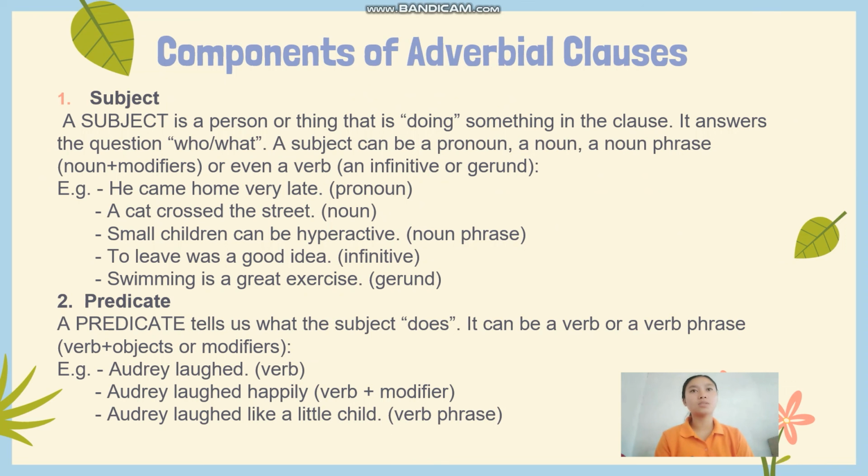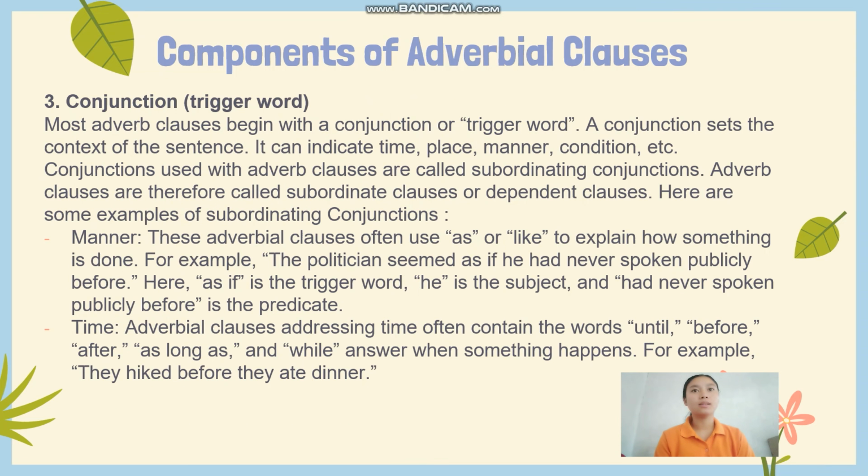The predicate tells us what the subject does. It can be a verb or a verb phrase. For example, the first is a verb. The second is a verb plus modifier, such as happily. The third is a verb phrase, like not like or touch. And the last one is the conjunction or trigger word.